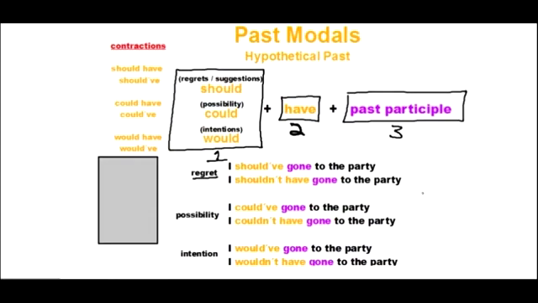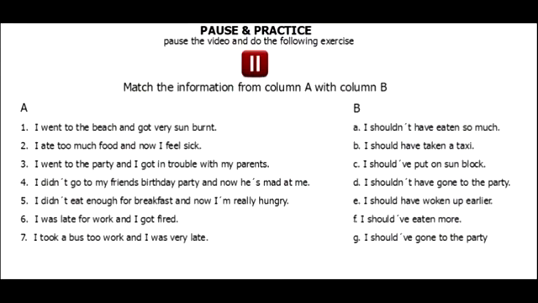Okay. So at this time, you need to pause and practice. Okay? So pause the video and do the following exercise. In this exercise, you need to match the information from column A here with column B here. Okay? So go ahead and pause the video. When you're finished and you think you have your answers correct, press play and you can see the answers.